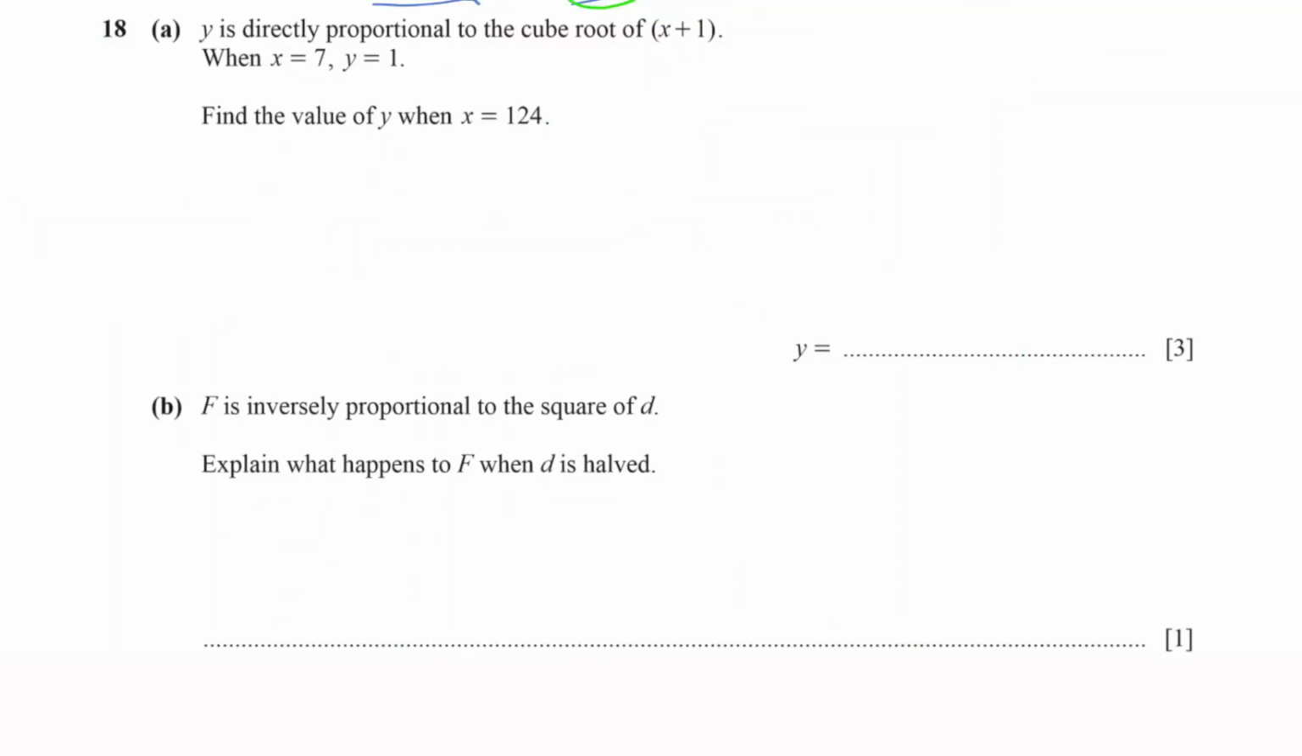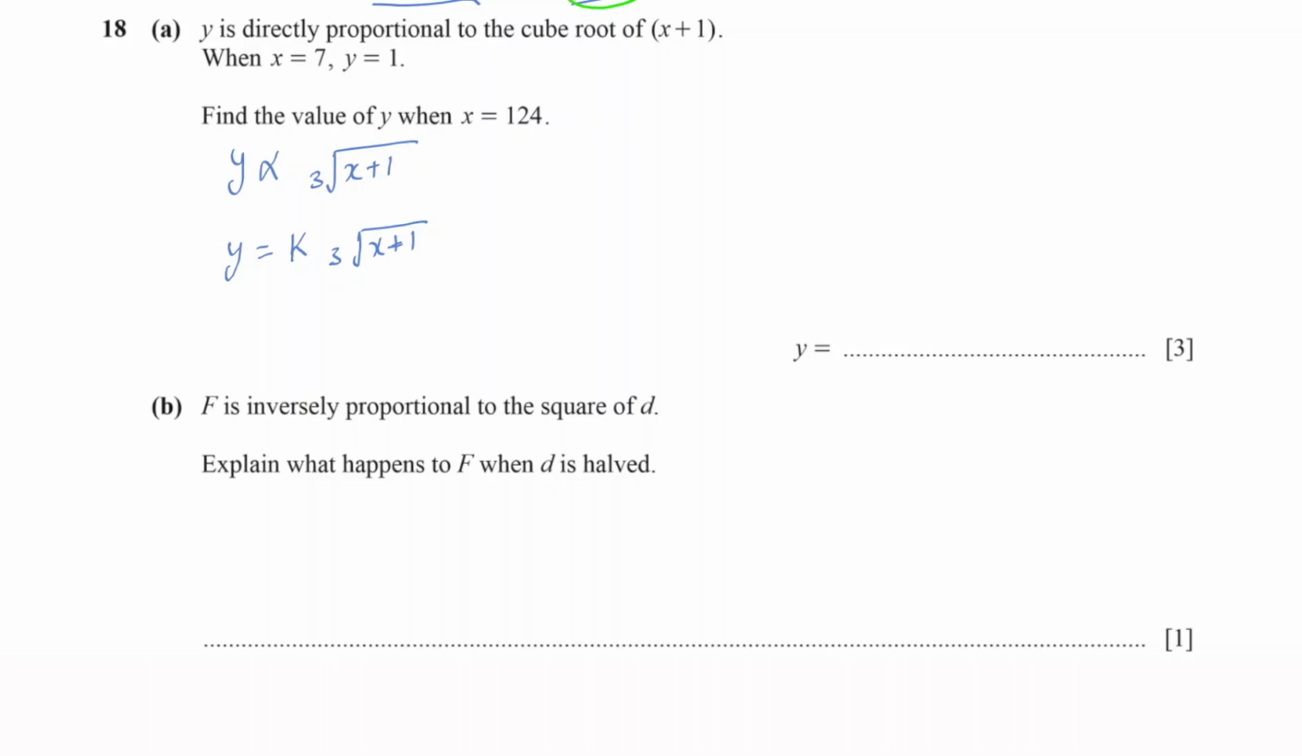Question number 18. y is directly proportional to the cube root of x plus 1, when x is 7 and y is 1. So y is directly proportional to the cube root of x plus 1. When I remove this proportionality symbol and put equals to, I have to replace it with k, a constant. So y equals k into the cube root of x plus 1, because I just replaced the proportional symbol with k.